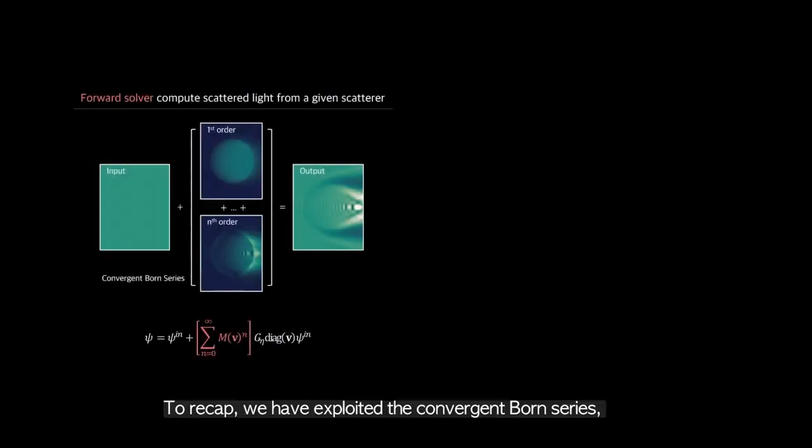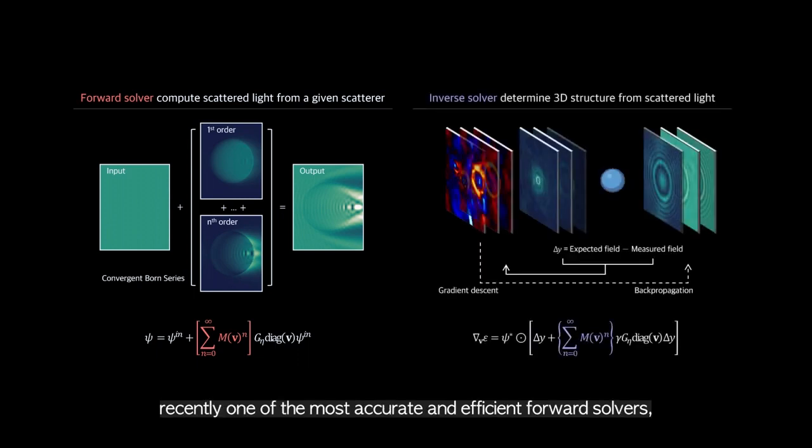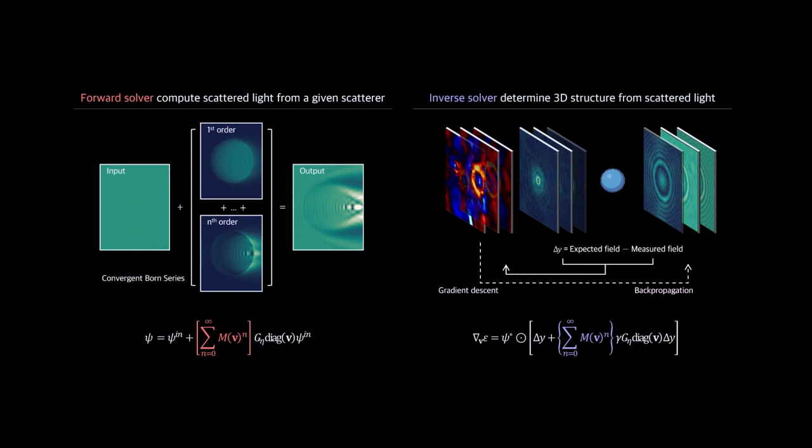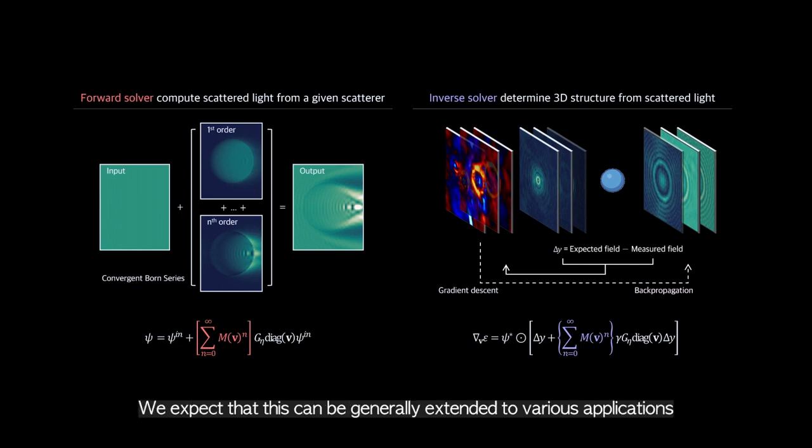To recap, we have exploited the Convergent Born series, recently one of the most accurate and efficient forward solvers, in order to solve the inverse multiple scattering problem. We expect that this can be generally extended to various applications where understanding multiple scattering is fundamentally important.